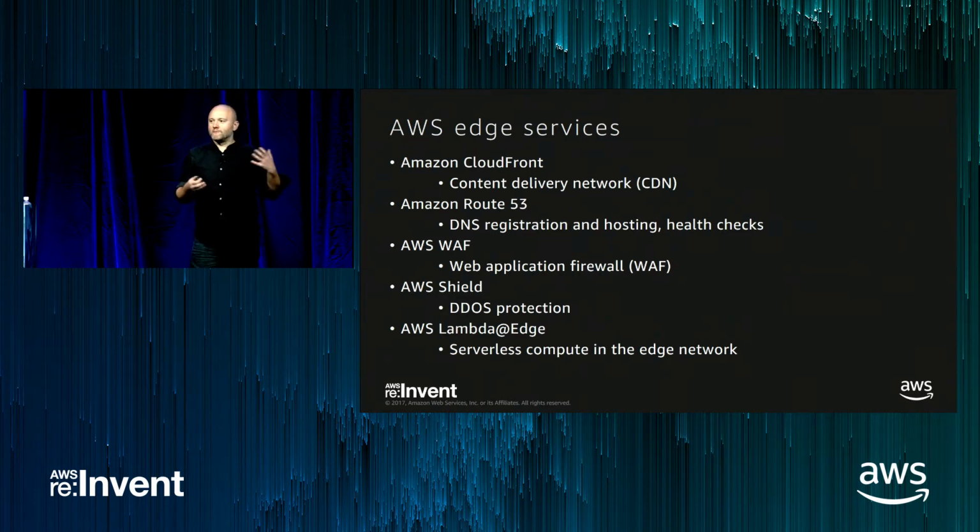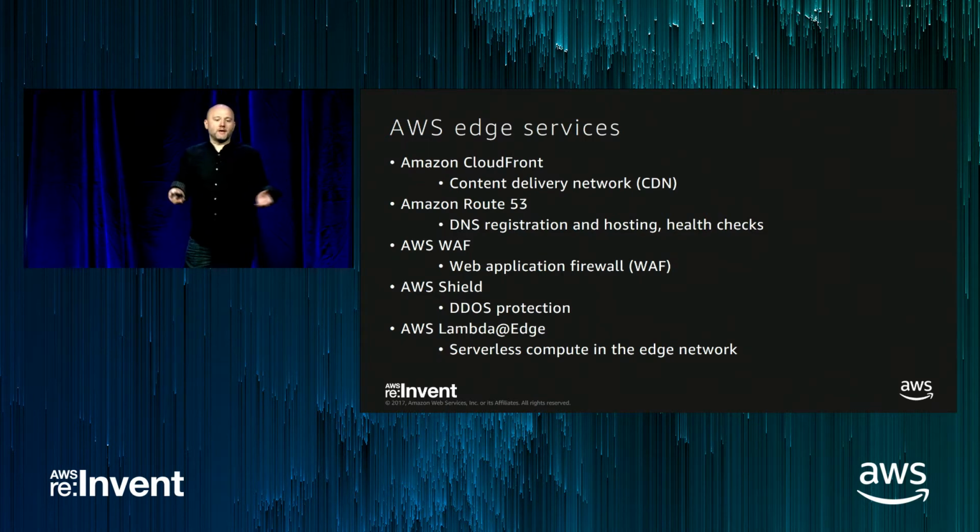Now, CloudFront runs both in the regional edge caches and the edge locations. Route 53, the actual DNS servers are running in the edge locations. AWS WAF and AWS Shield both run in the regions and in the edge locations. And Lambda Edge is running in the edge network, providing Lambda, the standard Lambda that we use for serverless compute. Lambda Edge is running in response to events of CloudFront, so requests and responses coming into the CloudFront network.